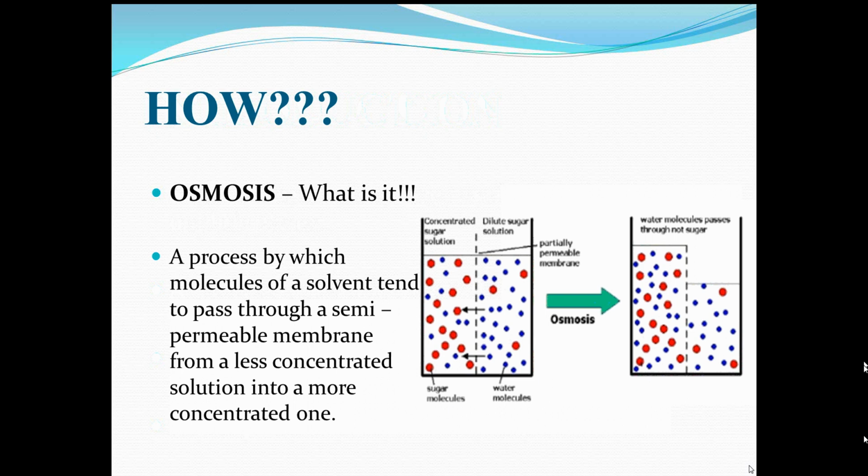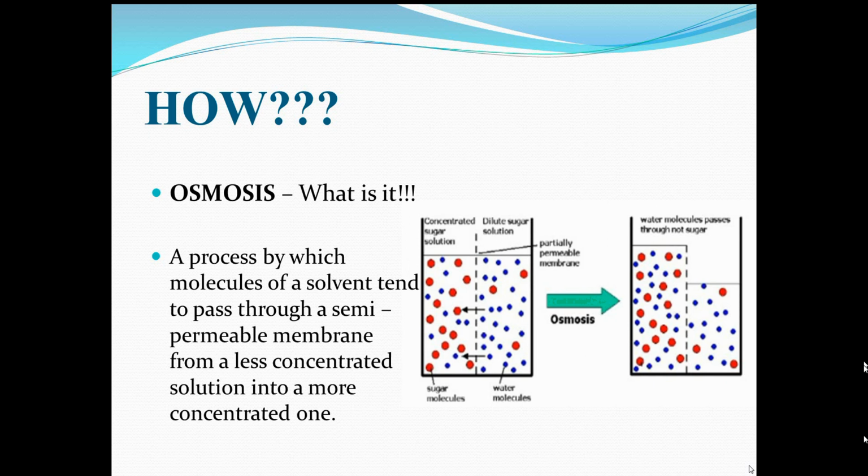What is osmosis? Suppose we have a beaker which is separated by a semi-permeable membrane, which allows only certain solvent particles or molecules to pass through it. If the beaker is separated by a semi-permeable membrane and one side is a concentrated salt solution whereas the other side is a dilute salt solution, then in osmosis the solvent molecules tend to move from the less concentrated solution to the more concentrated solution through this semi-permeable membrane.